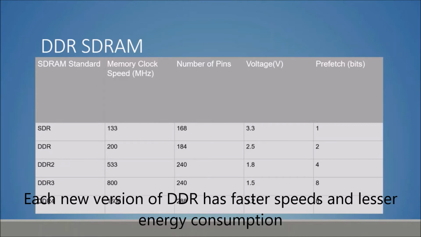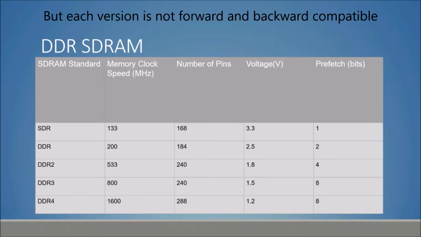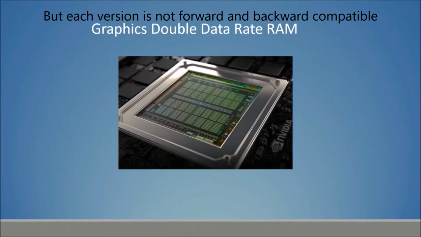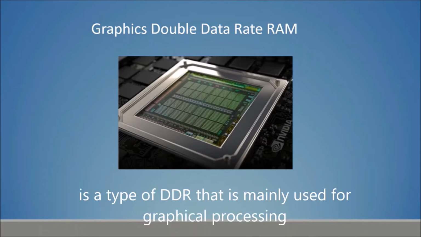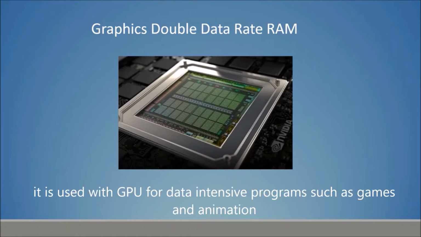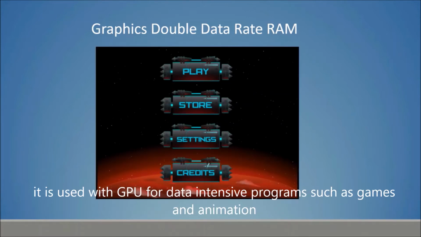Each version of DDR SDRAM boasts lesser power consumption and faster speeds, but each version is not forward and backwards compatible. Graphics Double Data Rate SDRAM, also known as GDDR, is a type of DDR that is mainly used for graphical processing. It is used with the GPU for data-intensive programs such as games and animation.